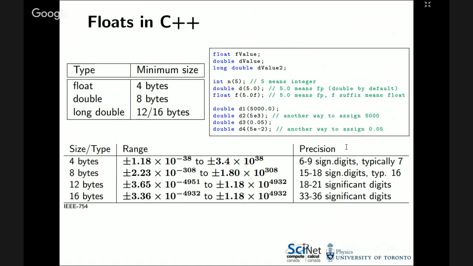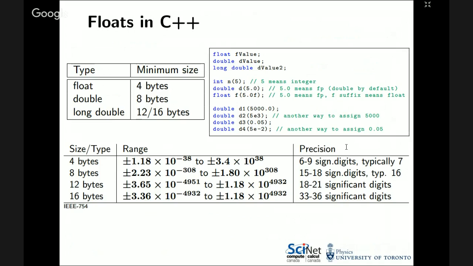So let's review the types of floats in C. We have the typical float, which is 4 bytes, like the one that we just saw. A double precision float, which is 8 bytes, and a long double, or a double-double, which, depending on the architecture or the compiler, can be 12 or 16 bytes. Okay? And those are the ranges. You can see that the ranges go from 10 to the minus 38 to 10 to the 38.